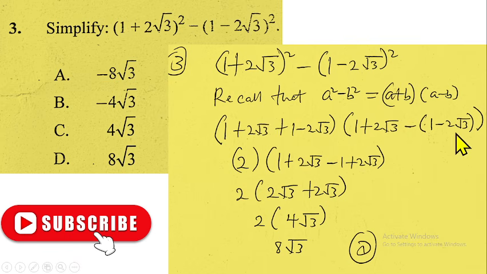If you simplify this one further, then you can open this bracket with this minus. Minus times 1 will give us minus 1. Then minus times minus root 3 will give us plus 2 root 3. Then 1 minus 1 will give us 0. Then you are left with 2 root 3 plus 2 root 3, and that will give us 4 root 3. Then these two will multiply this, that gives us 8 root 3. Then option D is the correct option for this question number 3 as well.